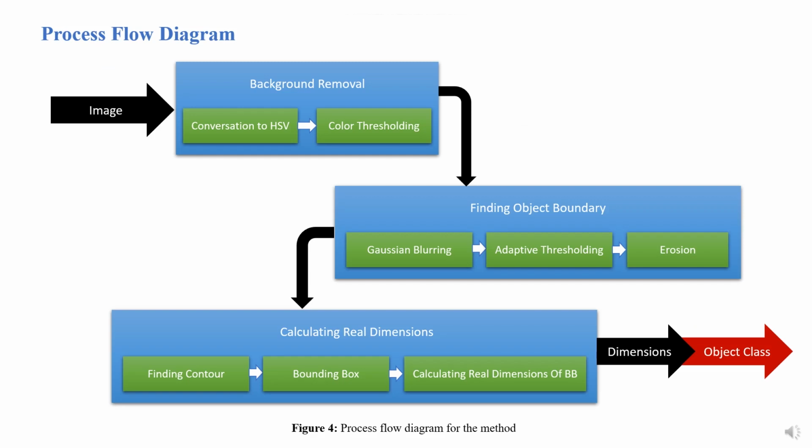The contour created by the object boundary is found and a bounding box is drawn around this contour. Using the conversion factor calculated during calibration process, the real dimensions of the objects are calculated. Each of these steps are defined in greater detail in the following slides.